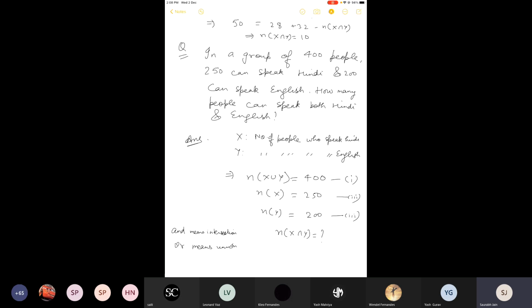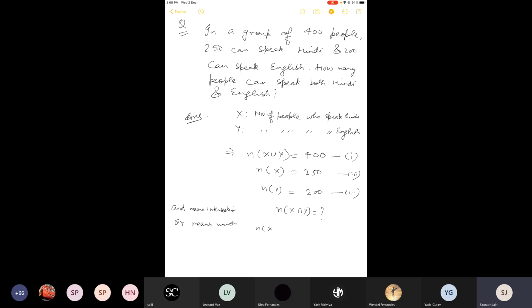Now you just use the formula. N(X union Y) is N(X) plus N(Y) minus N(X intersection Y). Put these values here. So what will be the answer? N(X intersection Y) will be 50. So these are the number of people who speak both the languages, that is Hindi and English. So you will have to write something like this, okay? X is this, Y is this, and then you will use the result mathematically.